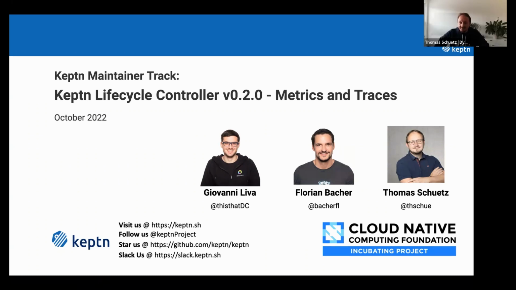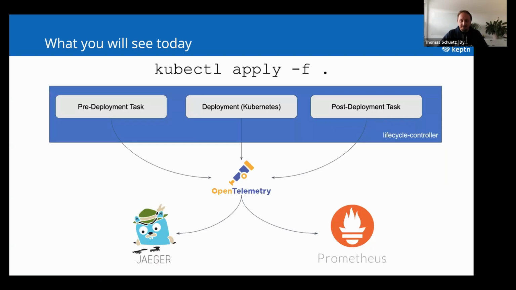This looks very nice. And Giovanni, why do you think telemetry data is important in the Lifecycle Controller? Because it provides you with the possibility to observe what's going on behind the scene in your deployment, since Kubernetes is a black box magic that deploys your application. And also with metrics, you can track frequency and velocity of your deployments. This sounds also very great. So Giovanni, what will we see today?